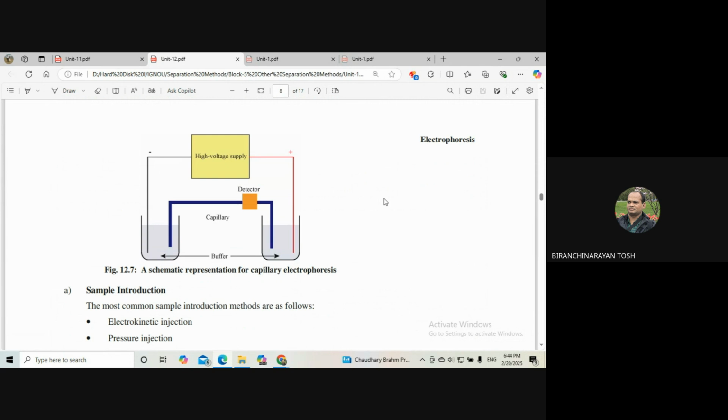Sample introduction is performed at one end and the detection at the other. The polarity of the high voltage power supply can be made available, which can be reversed also to allow rapid separation of anions.